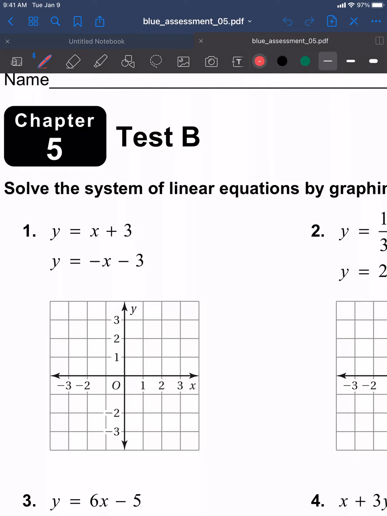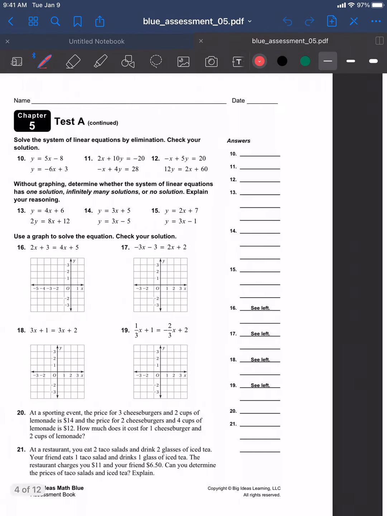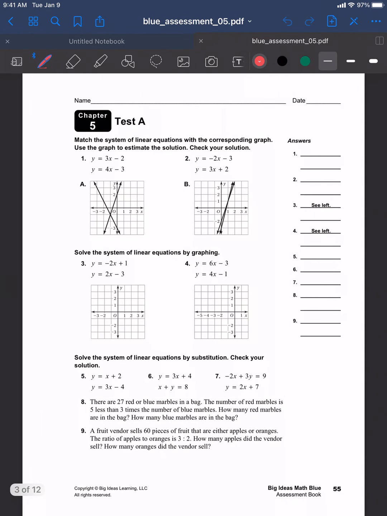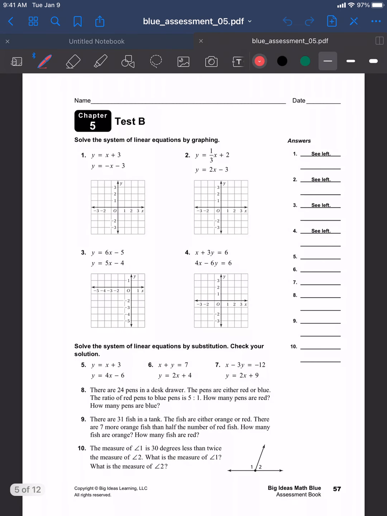All right, we are doing Chapter 5, Test Review. We're going to review by using Chapter Test B. It's very similar to Chapter Test A, though, which is what we will be taking on Monday. All right, so 1 through 4 on Chapter Test B says, solve the system of linear equations by graphing.